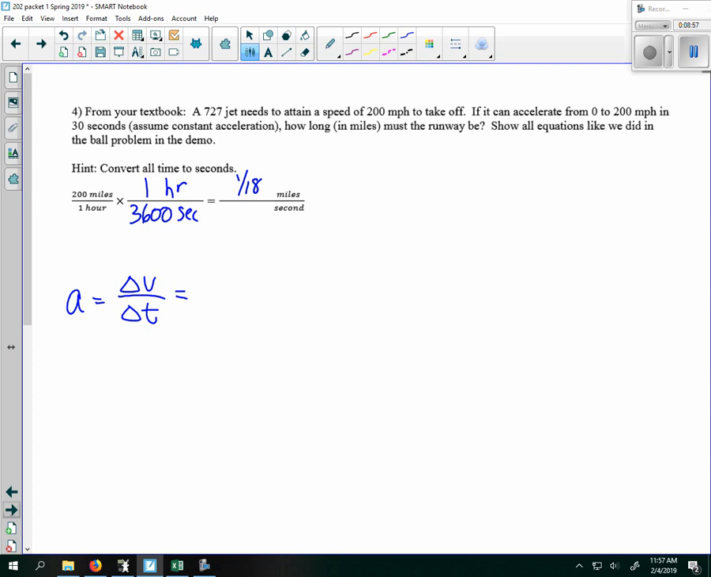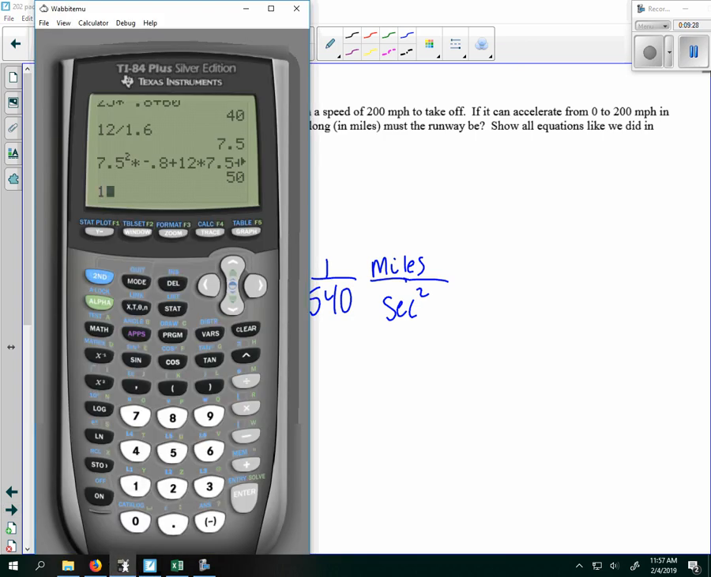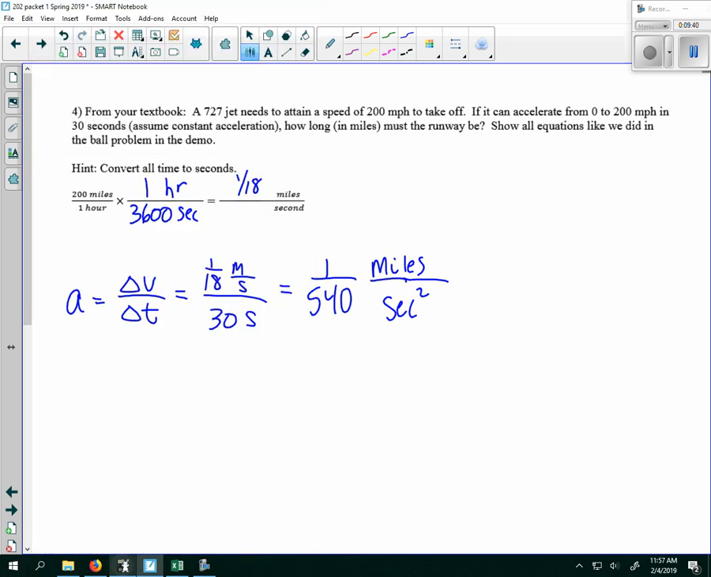So my change in velocity is 1/18 miles per second in 30 seconds. So that comes out to, when you simplify, 1 over 540 miles per second squared. Just quickly show you 1/18 divided by 30 seconds, and then change it to a fraction, 1 over 540. So that is my acceleration.